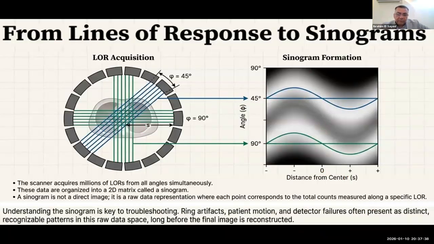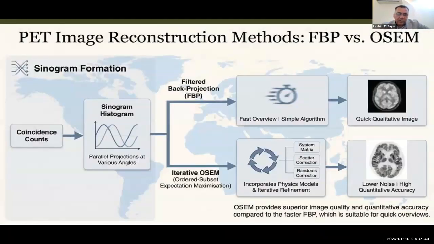Okay, as we said before for the gamma camera, we have two types of reconstruction methods, which are filtered back projection and iterative reconstruction. You can think of the sinogram as the raw map of where the signals were detected from different angles. From this sinogram, we can reconstruct the PET image using those methods.